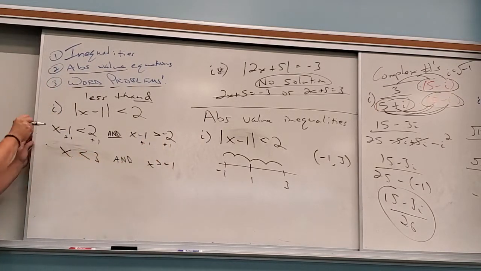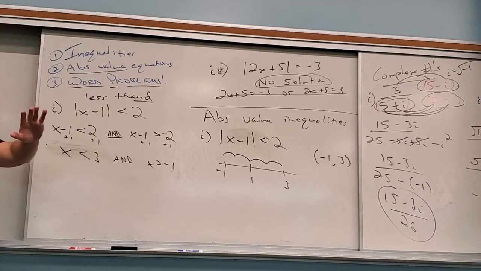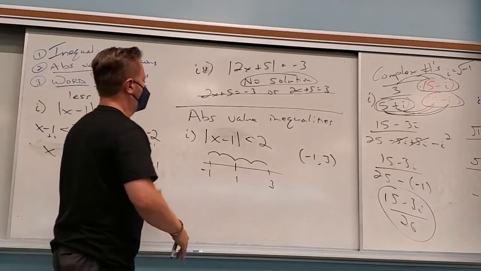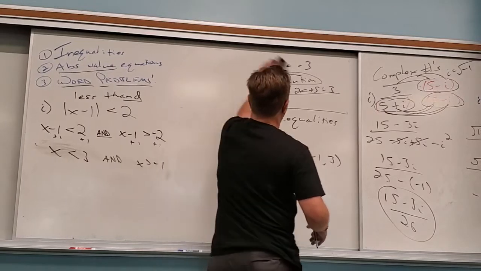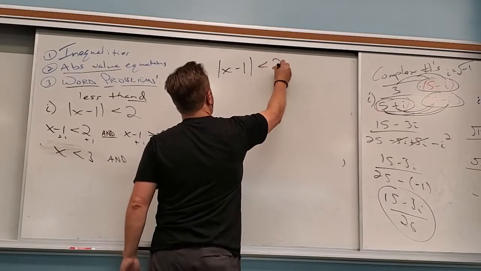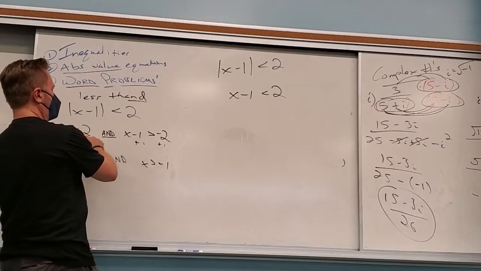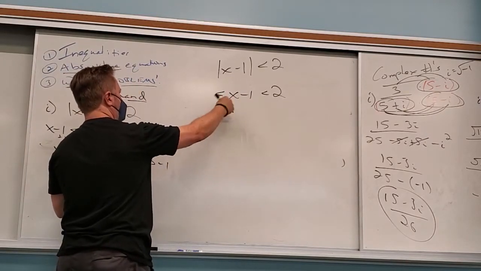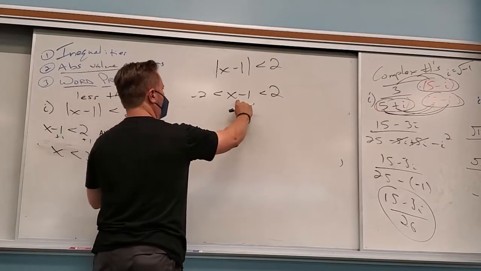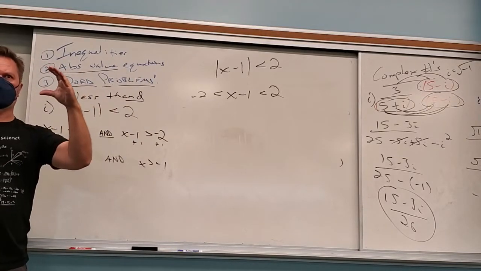So I want to show you the ultimate shortcut algebraic way to do this. I wanted to show you specifically the 2 cases, but you recall there's a nice way to rewrite this problem. If I have a less than problem, I can always rewrite it as x minus 1 less than 2 and greater than -2. So it's between -2 and 2. Contained.